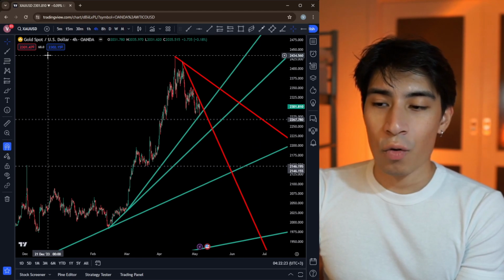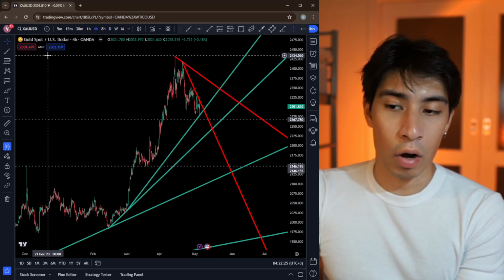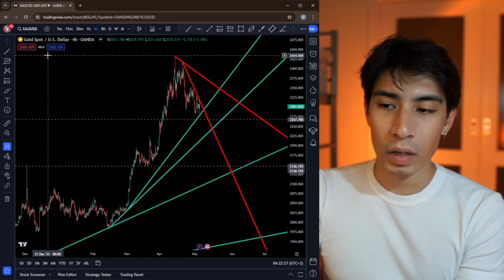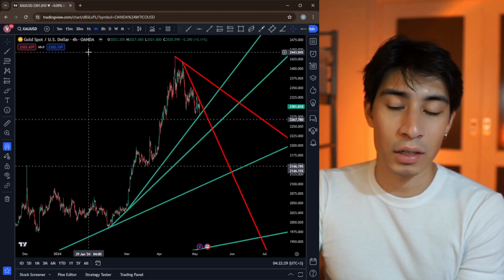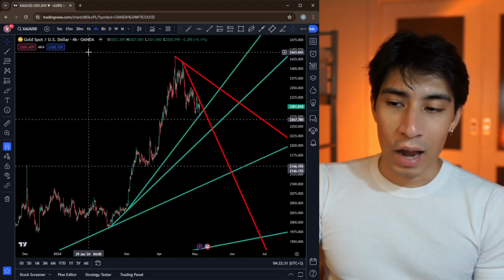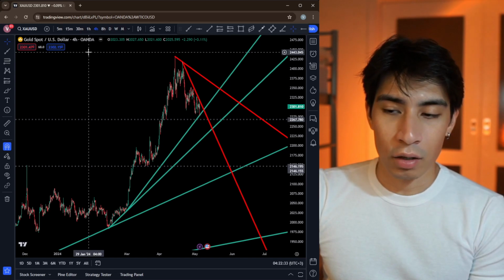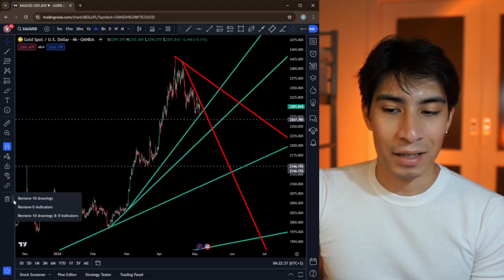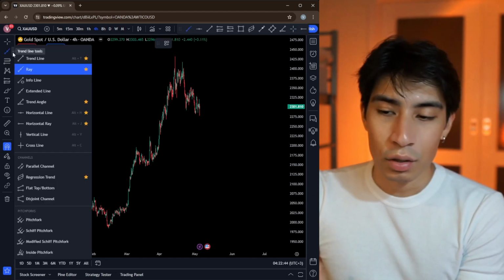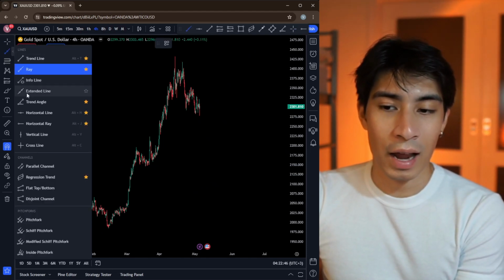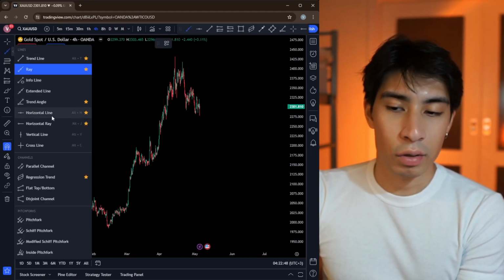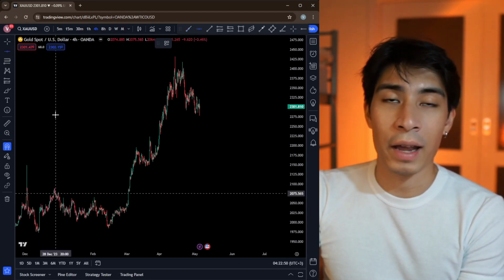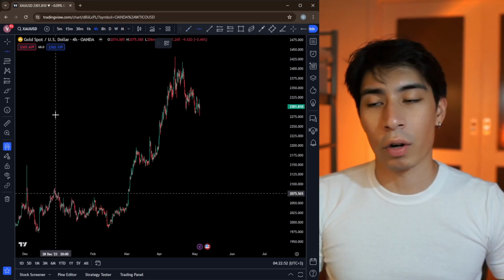Right now we are looking at gold in the 4-hour time frame, and you can see that there are plenty of lines on the charts. I know that they can be a little bit confusing, but let me just delete everything and take it from the start. First things first, I grab the horizontal line tool from TradingView and I try to place some support and resistance.